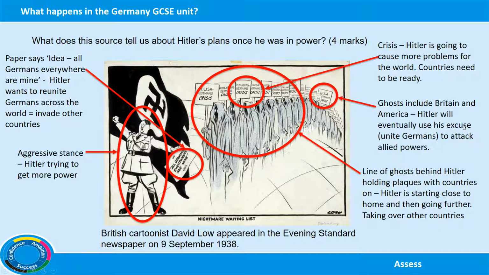Right at the back, you can see that the ghosts include America, and a little bit further forward, you have Britain. So Hitler's eventually going to use his excuse to unite all the Germans to attack the Allied powers. So Low is basically saying, you need to be ready. You can also see at the bottom of the cartoon, it says "Nightmare waiting list". Effectively, Low is saying, we are waiting for Hitler to attack us. He's going to do it. We have to be prepared.